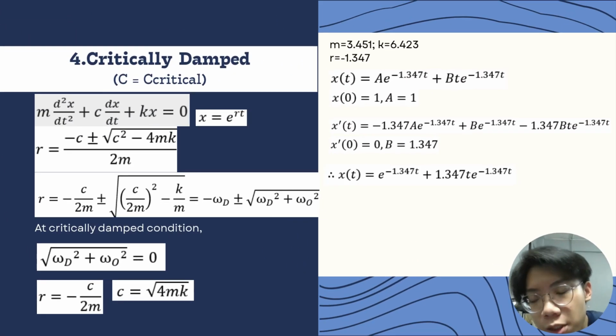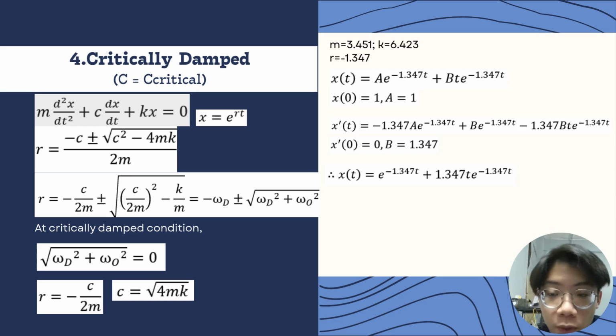For the critically damped condition, the damping ratio is equal to 1. That's why c is equal to c critical. And after getting the equation for r, it can be split into the left side and the right side. And the right side is equal to 0, hence the value of r is equal to negative c over 2m. And after getting the value of r, it is found that there's only one root for the critically damped condition. That's why the general solution used is x(t) equals A e to the power plus B t e to the power.